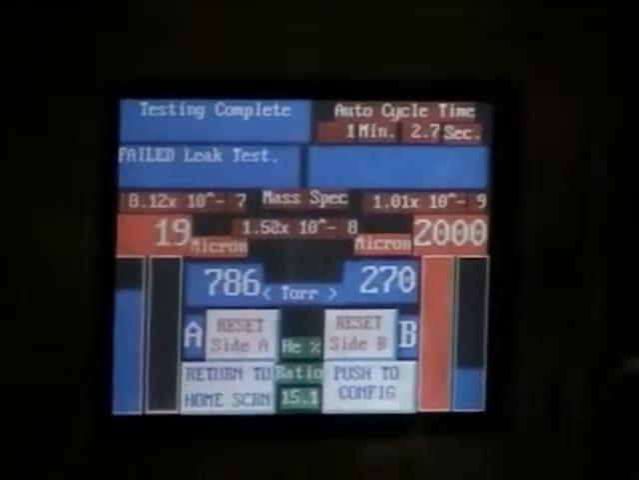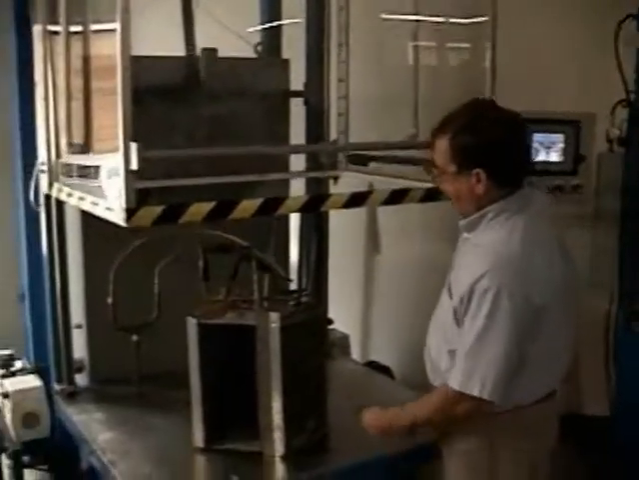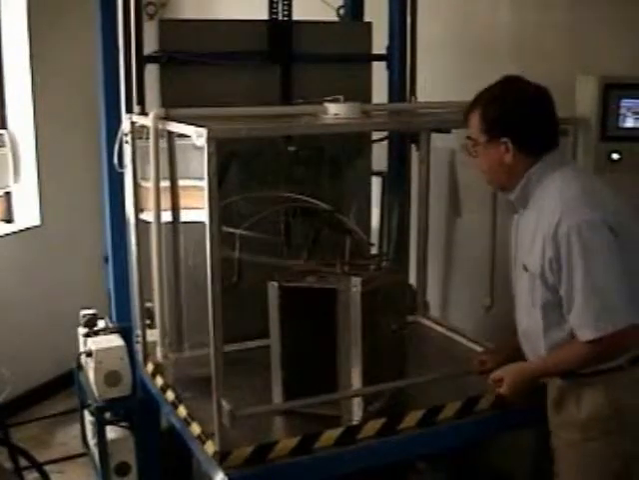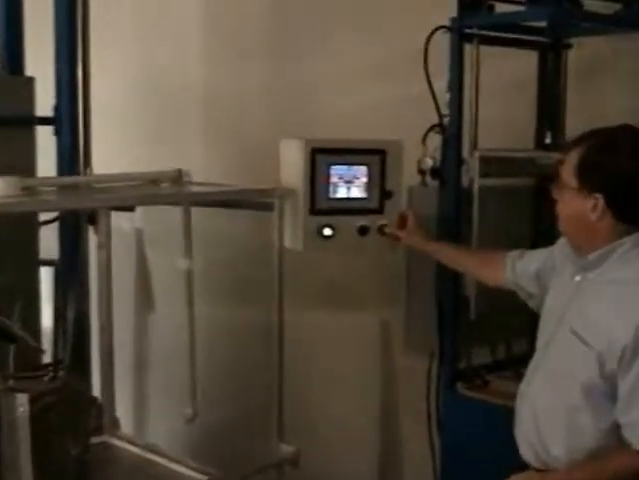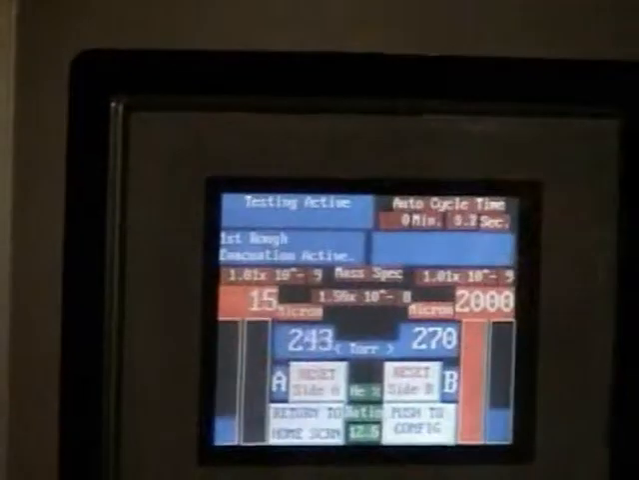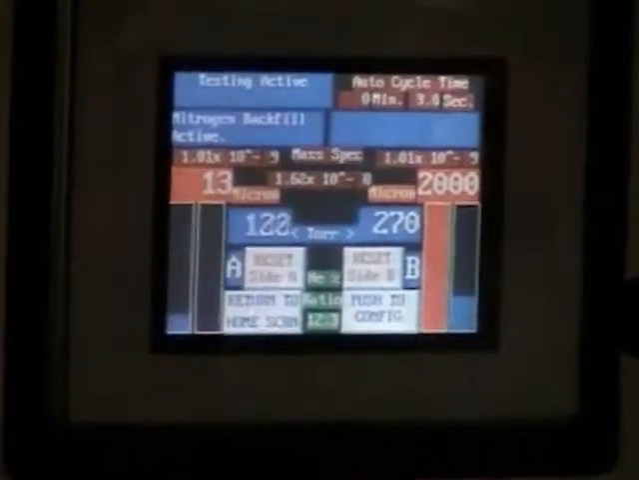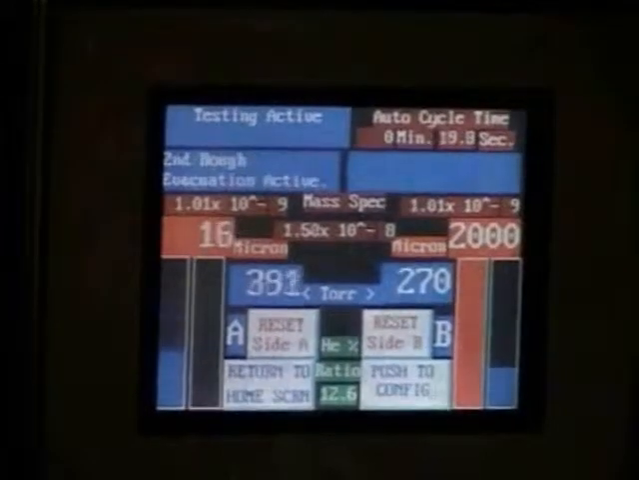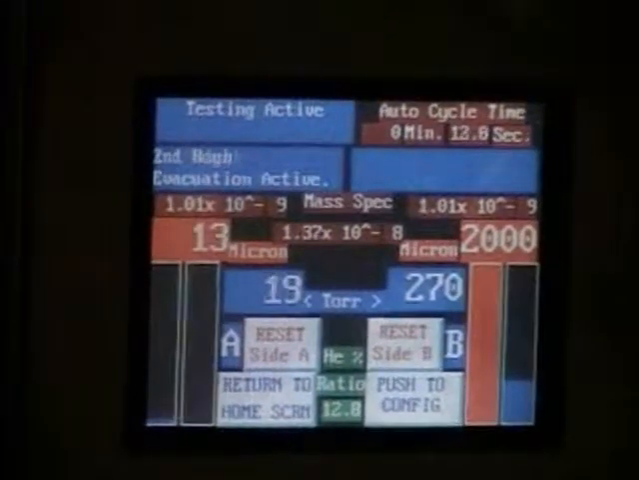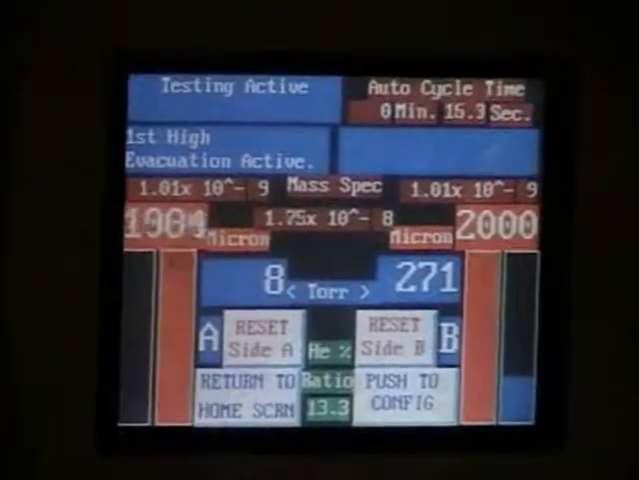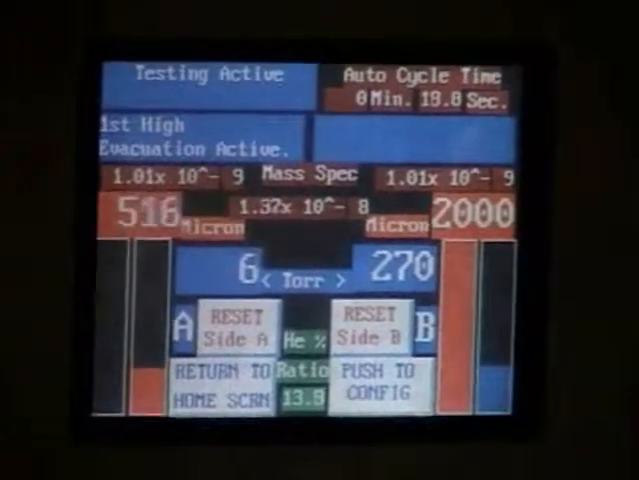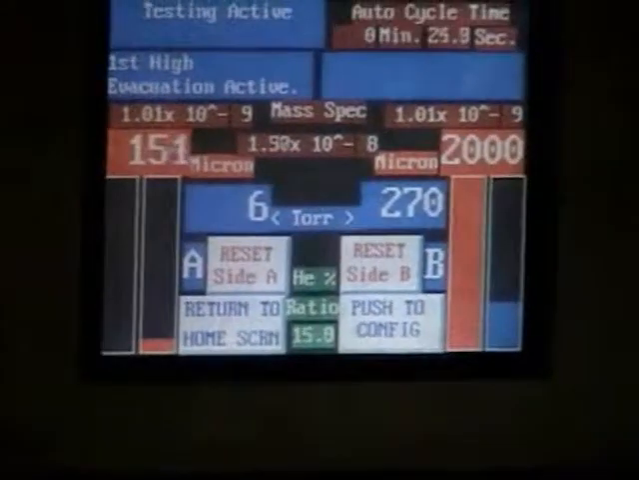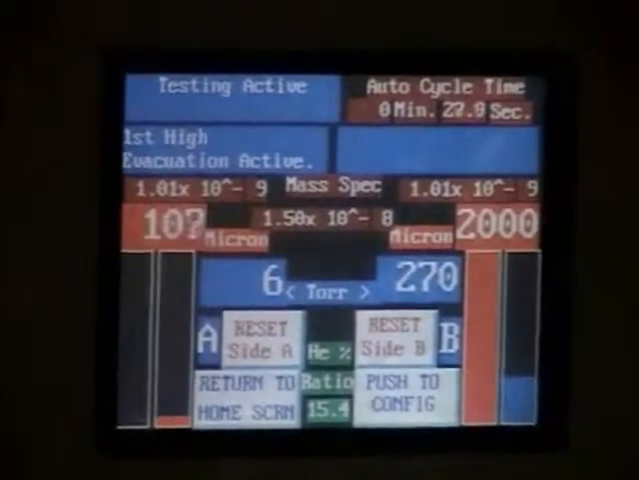Now I'm going to take the leak standard off. Reset the unit. Go to our nitrogen backfill. Also, I want you to make sure at the end of the test you notice that the internal circuit of the unit is filled again with nitrogen up to 760,000 torr, which is approximately 1 atmosphere.